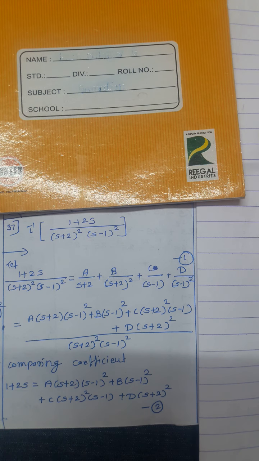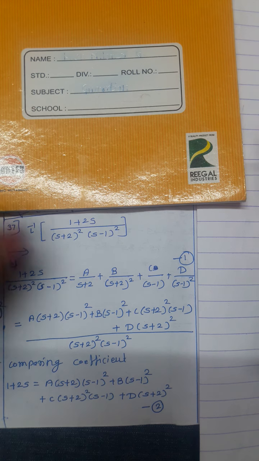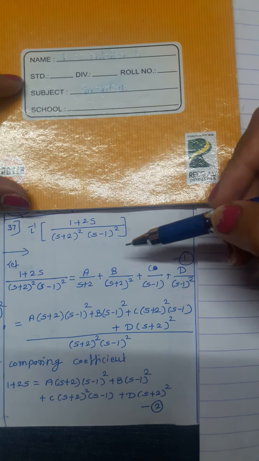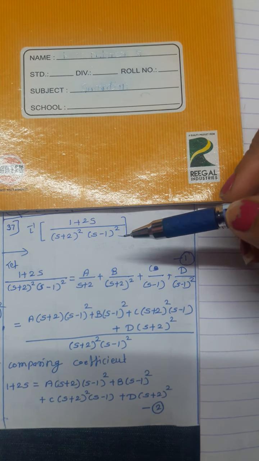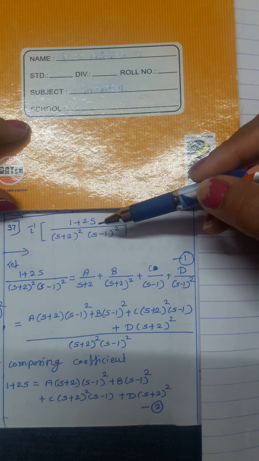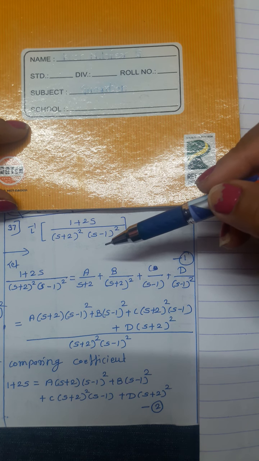Hello everyone. Now let us see the next example of the partial fraction method. This is the 37th example. Depending on the partial fraction method, we have to find the inverse Laplace transform using partial fractions. The numerator of this example is 1 plus 2s upon the denominator. We have to focus on the denominator only.